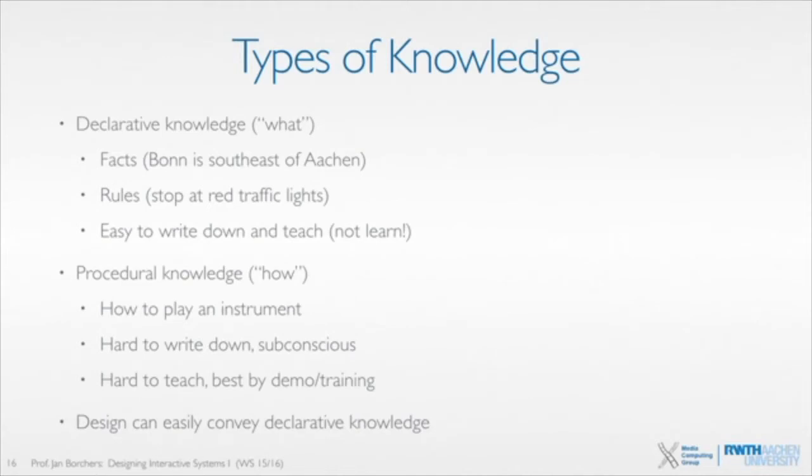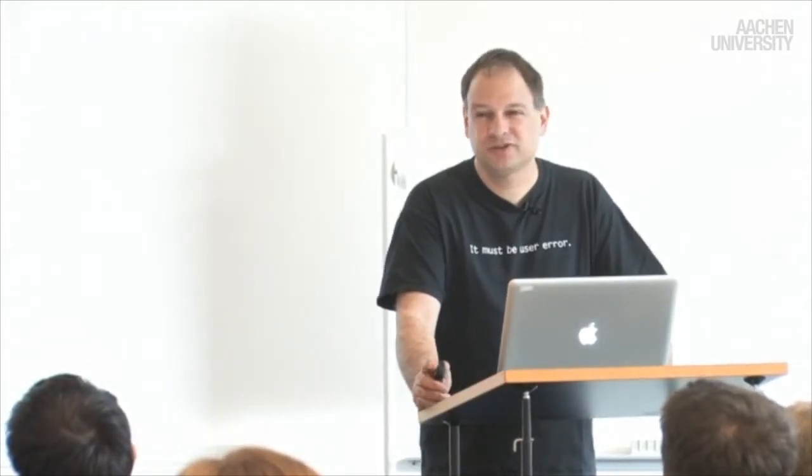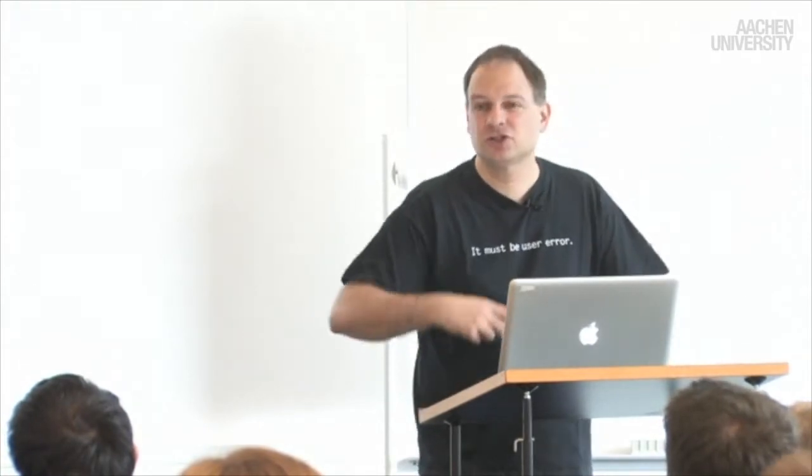The other type of knowledge is procedural knowledge, which is about how to do something. For example, how to play a violin. That's pretty hard to write down. In fact, you could read a book about playing a violin, and you probably still wouldn't be a very good violin player, because some of that is subconscious. It's got to do with muscle memory, with training.